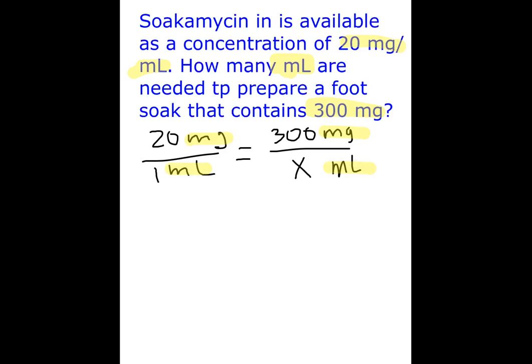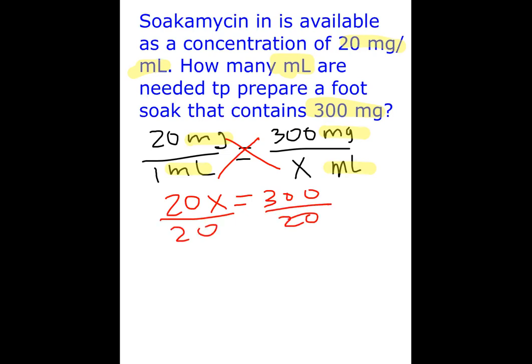So 20 times X and 1 times 300. So 20X is equal to 300. Divide by 20, because we want to leave the X by itself. That's what we're solving for. So 300 divided by 20 is equal to 15 mLs. Again, don't forget in your answers to write down the number of units, mLs. So that has to be part of your answer when you guys are doing your homework assignment, okay? So 15 mLs is your answer.